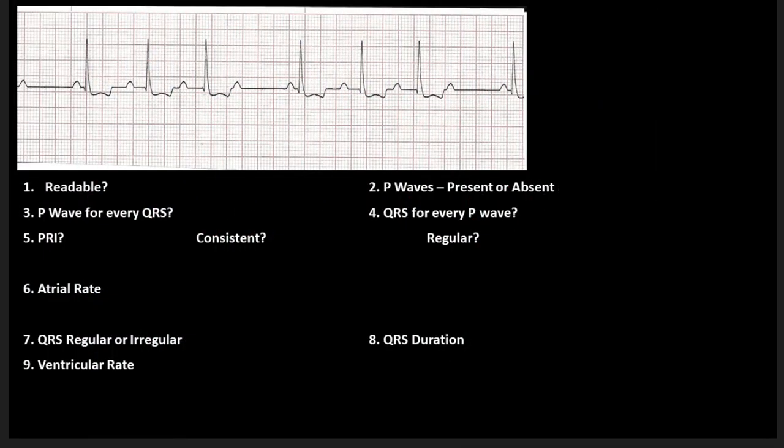All right, so today we are going to take a look at a second degree type 1. That's right. There are two types of second degree heart blocks: a second degree type 1 and a second degree type 2. If you're looking for the type 2, this is not the video for you. But we're going to go through the process for a type 1. So, a second degree type 1. All right, so let's tackle this.